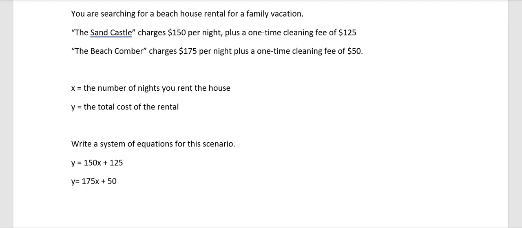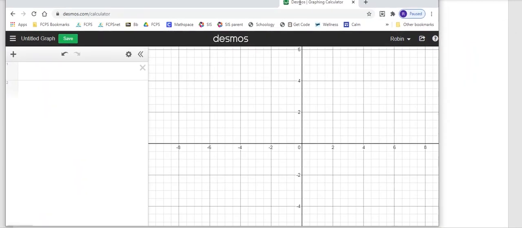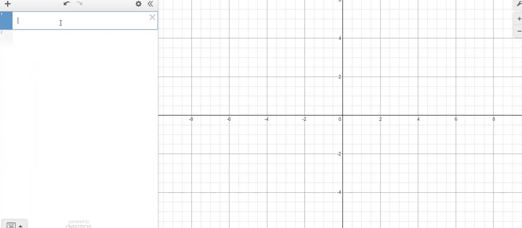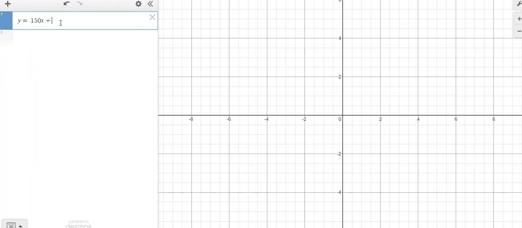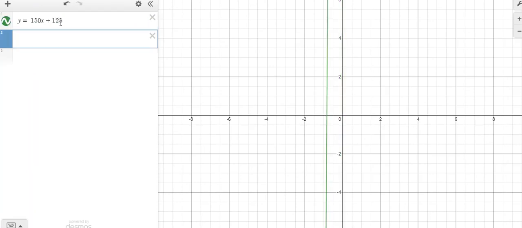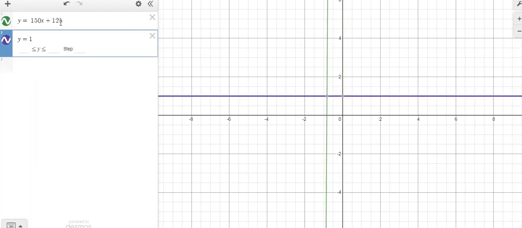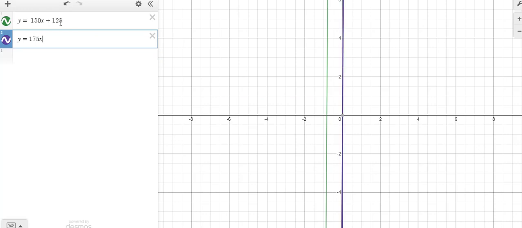Now, once you have your equations written, you're going to go to Desmos, and you're going to type in the two equations. So I've got y equals 150x plus 125. y equals 175x plus 50, that's for the Beachcomber. Okay. And when I look at this graph, I do see two lines, but I definitely don't see an intersection point, and I can't really see anything that I need to see in this graph. So we have to make some adjustments.